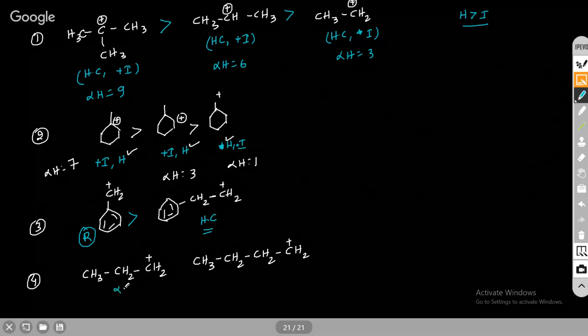Fourth one, you see, we have alpha hydrogen 2 here. Here also we have alpha hydrogen 2. So we have equal hyperconjugative structure. But at the same time, here we have more plus I effect because we have propyl group here, here we have ethyl group. And that is why the second one is more stable. So all these things are relative, you see. If you see the hyperconjugative structure, we'll have equal hyperconjugative structure, but I effect is a deciding factor here because we have more plus I here, lesser plus I here. So overall the stability of this carbocation will be more. Got it?